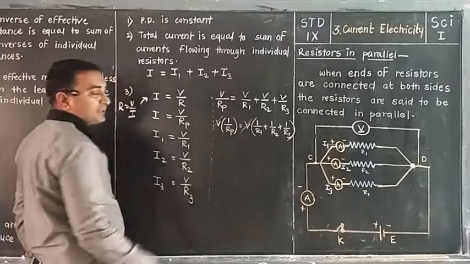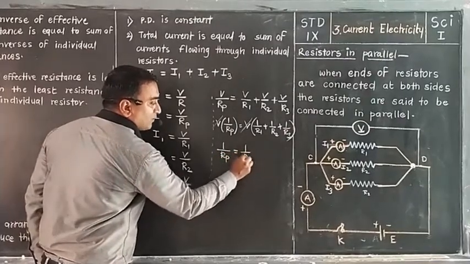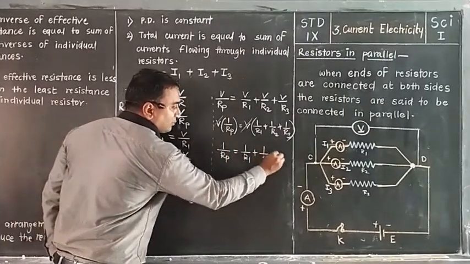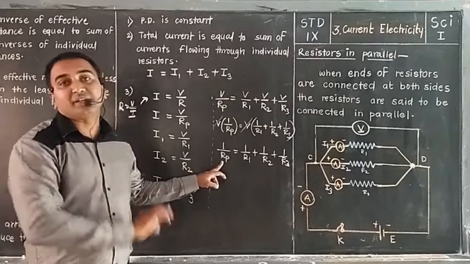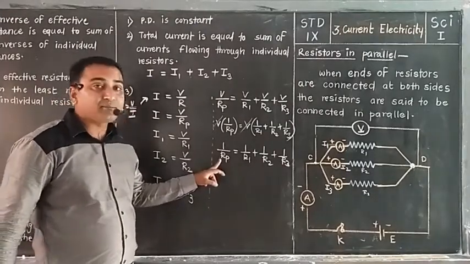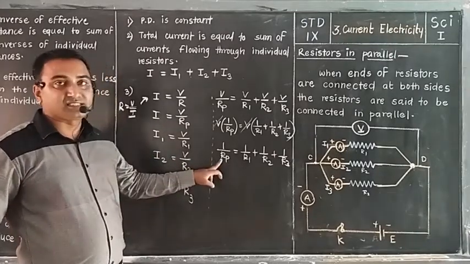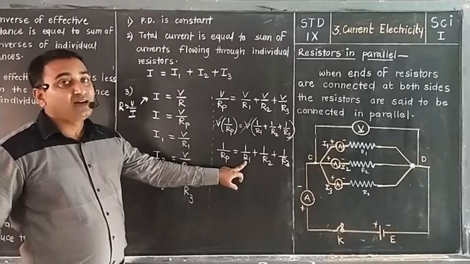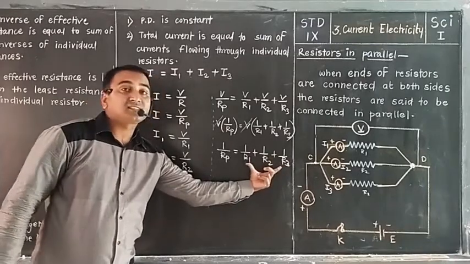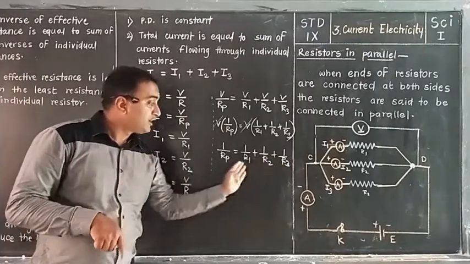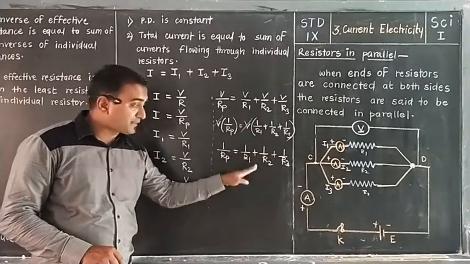As V gets cancelled, finally we are reaching 1 upon Rp is equal to 1 upon R1 plus 1 upon R2 plus 1 upon R3. So what is here? Rp is the effective resistance, and 1 upon Rp is known as the inverse of effective resistance. So it is the inverse of R1, the inverse of R2, the inverse of R3. So this is the sum of inverses of individual resistances. Getting it or not?